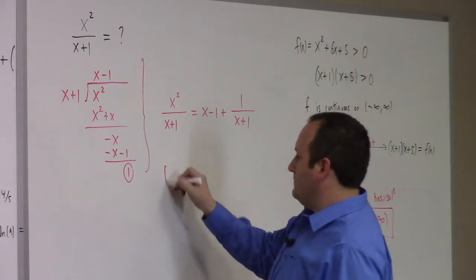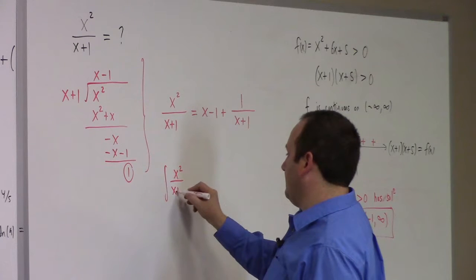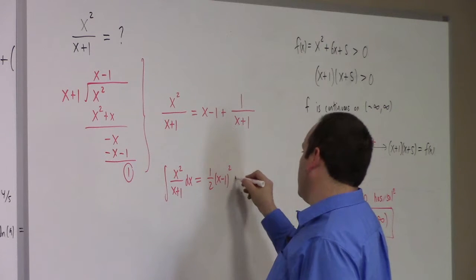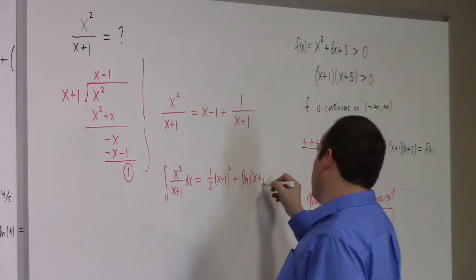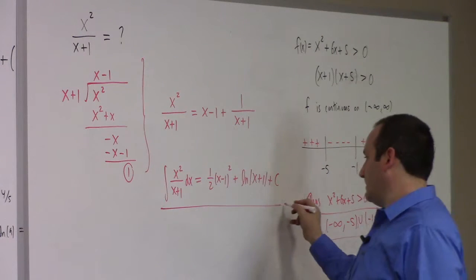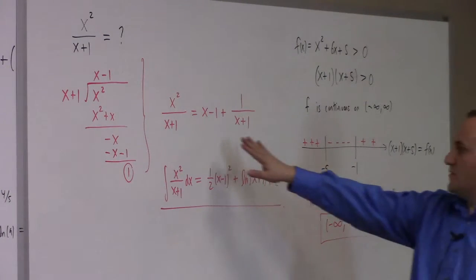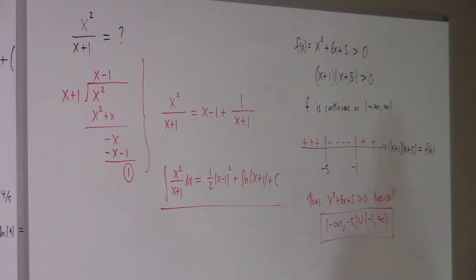Which means that I can integrate x squared over x plus 1 dx as simply 1/2 (x minus 1) squared plus the natural log of the absolute value of x plus 1 plus a constant, and I'm done. This is not wrong. There are different ways to do it. But long division is helpful to simplify a rational function into a polynomial plus a proper rational function. Later this week, we'll talk about how to integrate pretty much arbitrary proper rational functions.